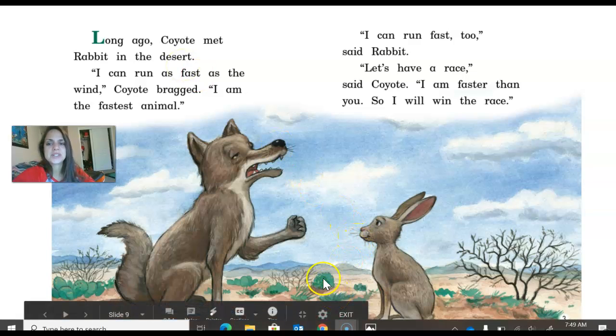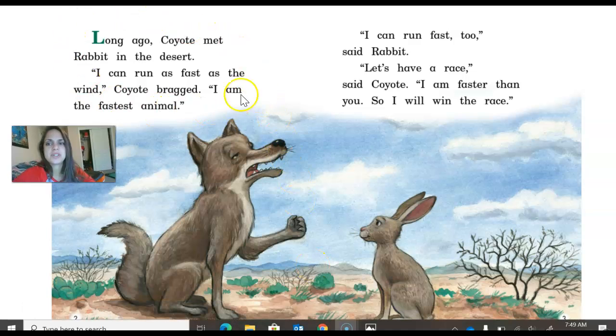Find the word desert on page 2. This is page 2. Find that word desert. Run your finger under desert. Find the word part. What two letters make up E-R. Now blend the word desert. Desert. So Coyote and Rabbit are in the desert, and Coyote brags about being the fastest.